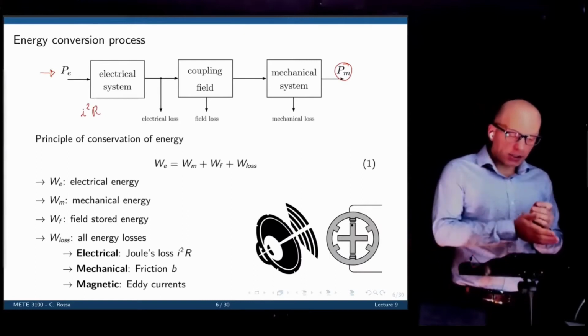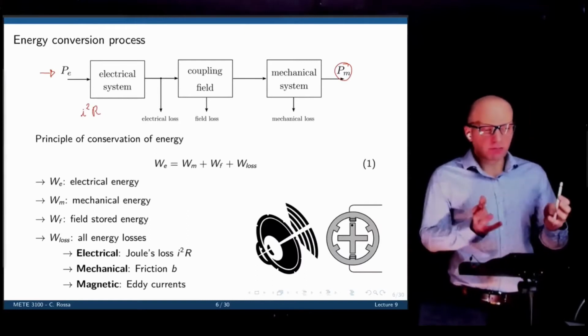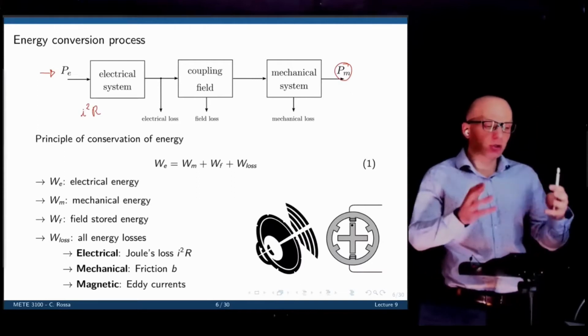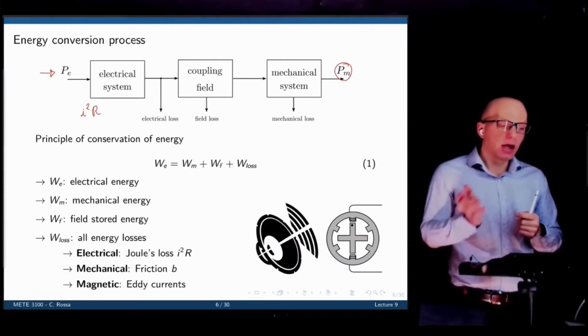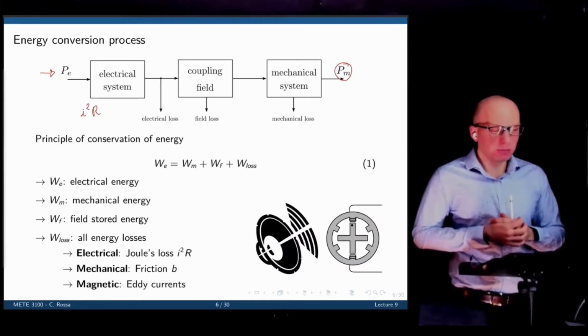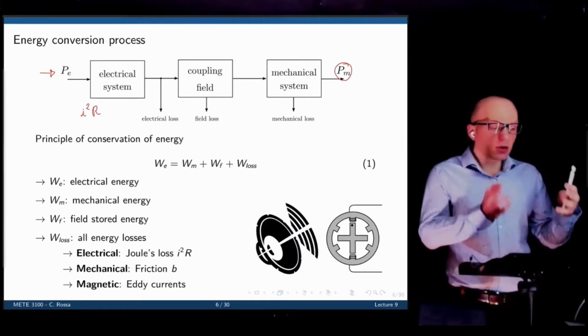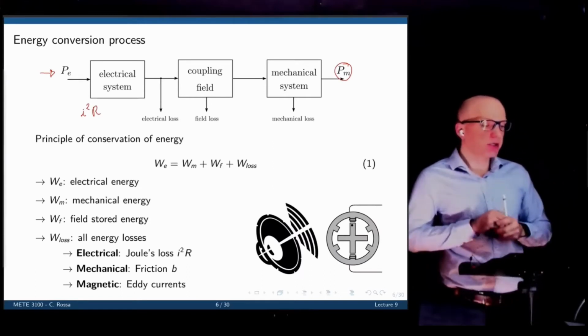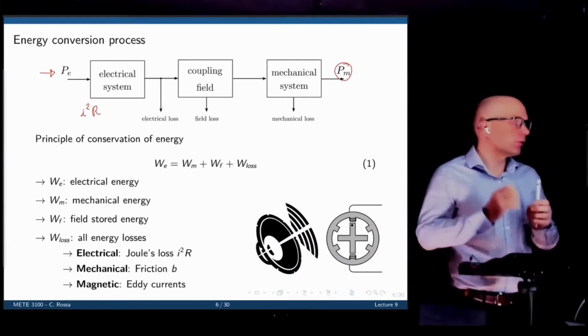Once we pass the electrical loss, then the net amount of power, that is PE minus Joule losses, I squared times R, is delivered to the magnetic field, the coupling. And there we also have some energy losses. What are the energy losses in a magnetic field, if you remember from transformers?